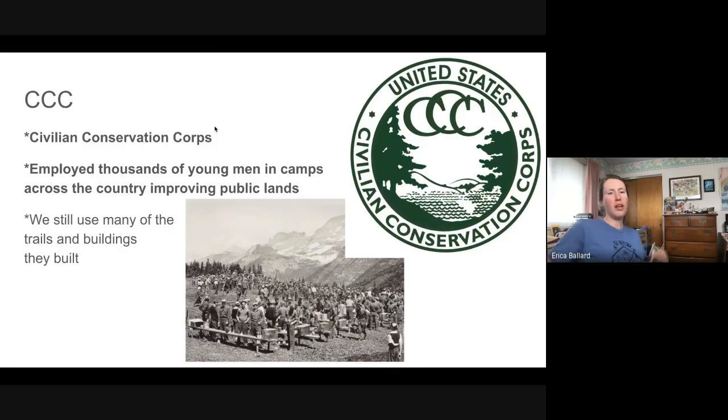And they employed thousands of young men in camps across the country to improve public lands. So state parks, national forests, national parks, these guys would go in and they'd build roads, they'd build buildings, they'd build trails. And a lot of people really, really liked it. It was like going to camp and you got paid. You didn't have to do a lot of hard work, but a lot of the guys who did it grew up on farms, so they were used to hard work.